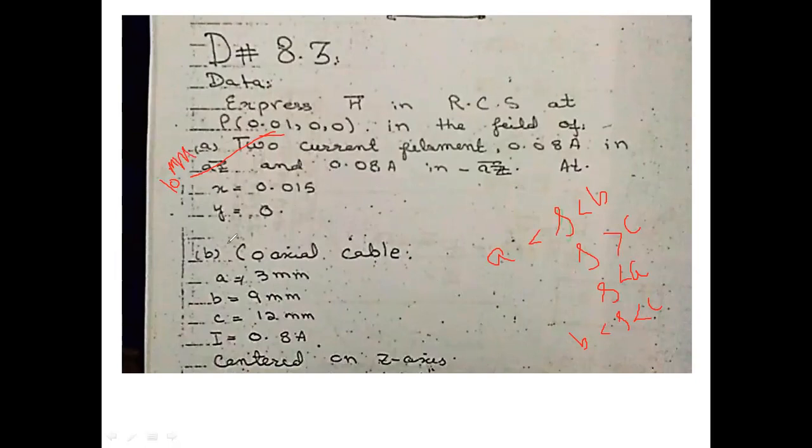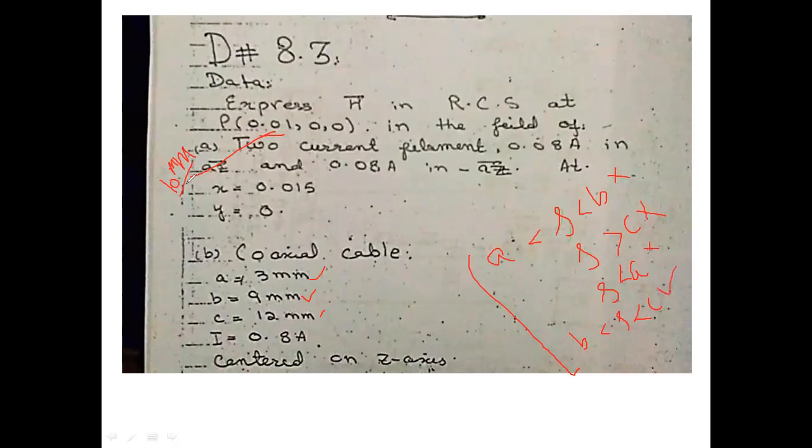a is 3, so rho is greater than a. It is also greater than b, so this is not the case. c is 12 while the point of observation is 10, so this is also not the case. a is 3 and this is 12, so this is also not the case. So we are left with this case.